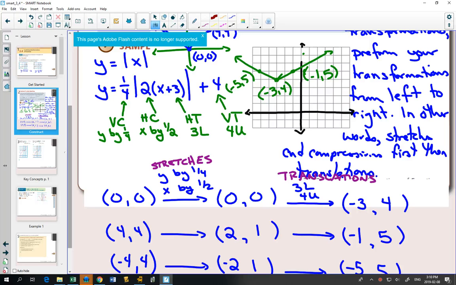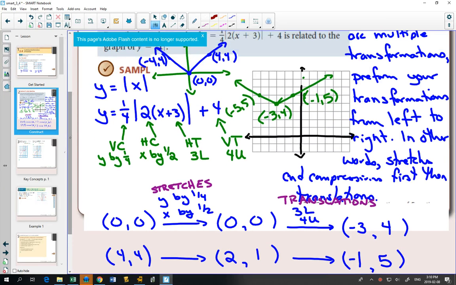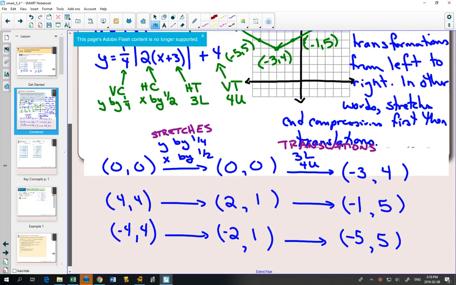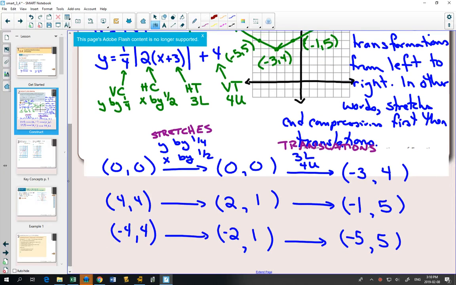What we just did is graph this really crazy looking equation, and it wasn't that bad. The way that we did it is we took 3 points from our original graph, set up a diagram showing how those points are going to change by doing stretches and compressions first, and then translations, and then we could plot our final points and draw our graph.